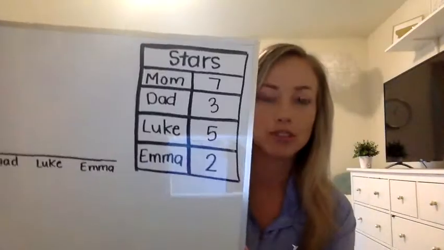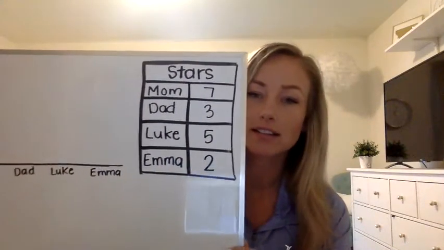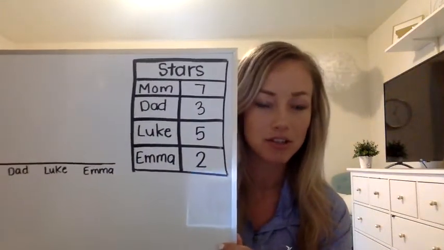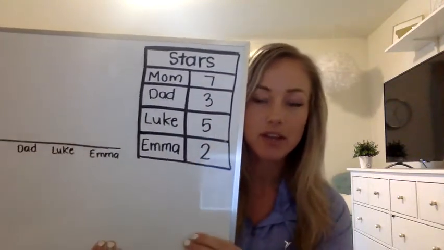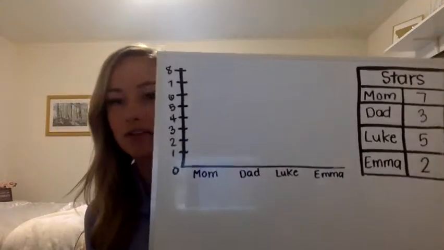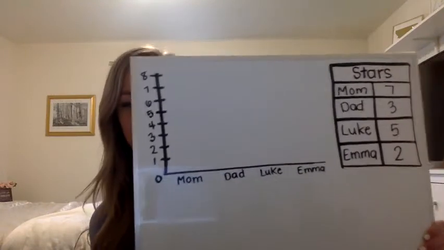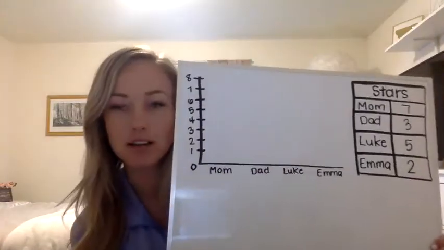So I'm going to use the same example that we did for our picture graphs with the stars and just turn it into a bar graph instead of a picture graph. Okay, so we have our table still, and the title is Stars. Mom, Dad, Luke, and Emma all saw stars, and this is how many each of them saw. Okay, so if we want to turn that into a bar graph, what do you guys notice that's different about this than our picture graph?